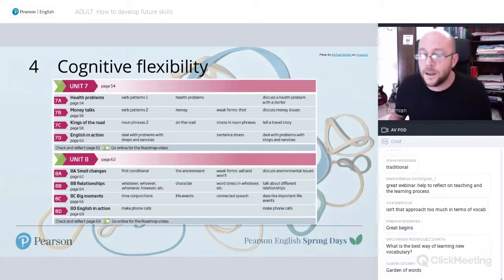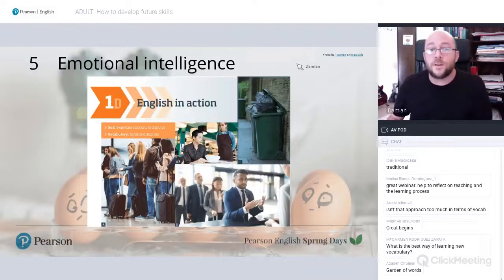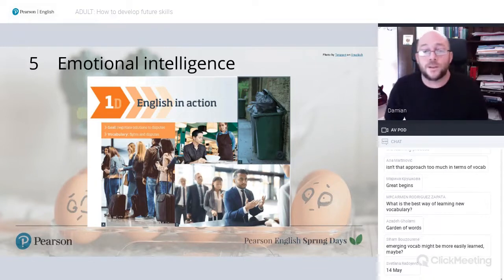recommended again. Okay, so we move on to our final future skill, if you like, emotional intelligence. So this is from a D lesson, English in Action, so a functional language lesson. Thanks, Svetlana, 14th of May. So looking at the photos at the start of the lesson, can you guess what the topic, what the communicative task is for this lesson?